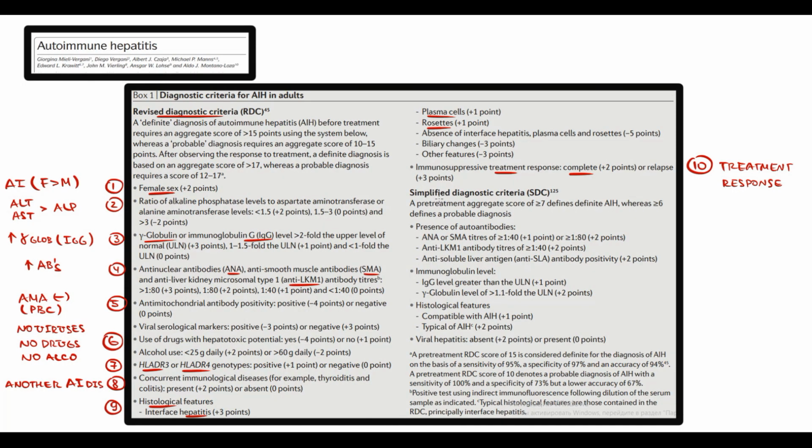But also, we have simplified criteria that basically tell us the same. First of all, to make a diagnosis of autoimmune hepatitis, we need to determine specific autoantibodies. Also, we have to determine increase in gamma globulins due to the immunoglobulin G fraction. We have to determine specific histological features and exclude any other cause of hepatitis.